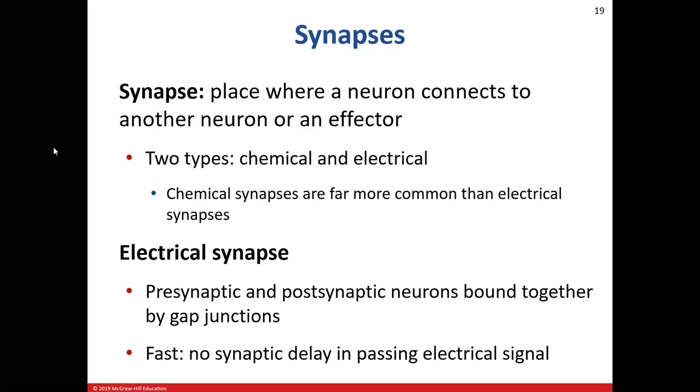If we look at an electrical synapse, we have presynaptic and postsynaptic neurons, and those are bound together by gap junctions. The thing about an electrical synapse is the pathway is very quick because there is no synaptic delay from the neurotransmitter having to cross the synaptic cleft. And so there's no delay in passing of the electrical signal because it goes directly from one cell to the next through those gap junctions.